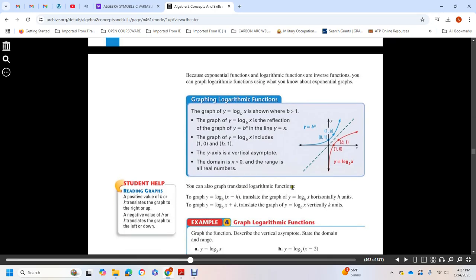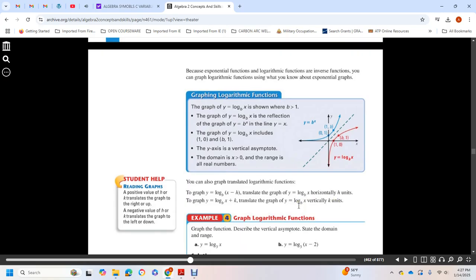You can also translate the logarithmic function. To graph y equals log base b of x minus h, translate the graph of y equals log base b of x horizontally h units. To graph y equals log base b of x plus k, translate the graph of y equals log base b of x vertically k units.